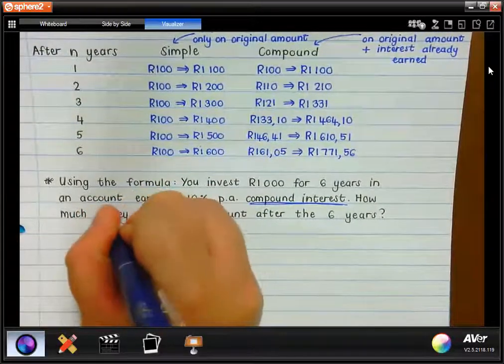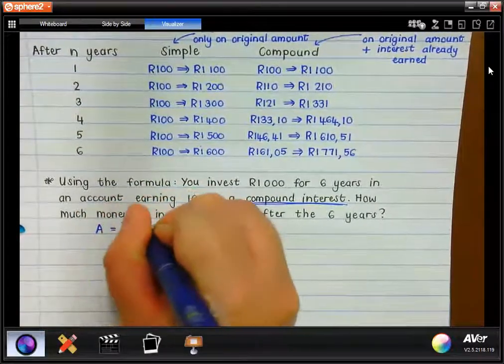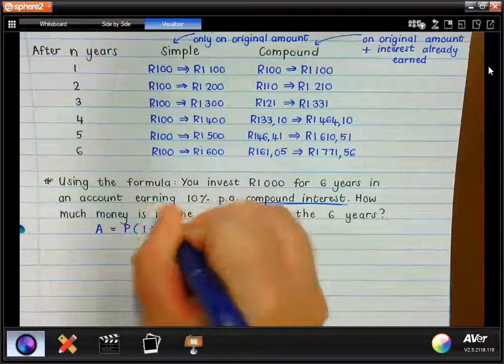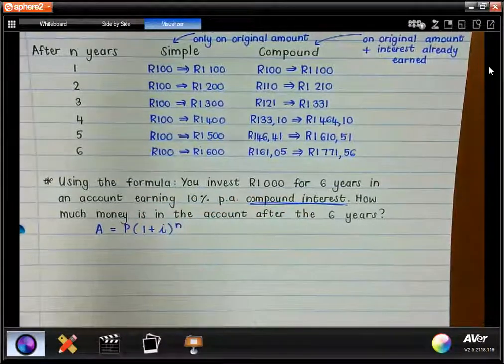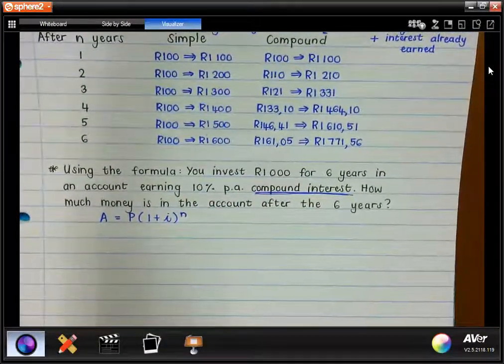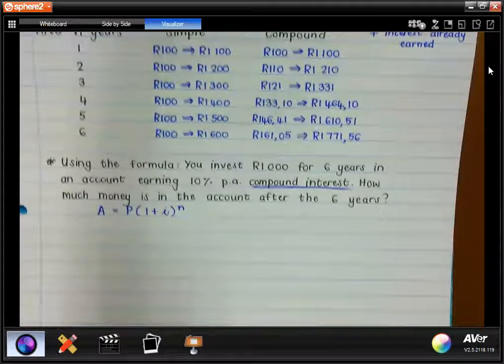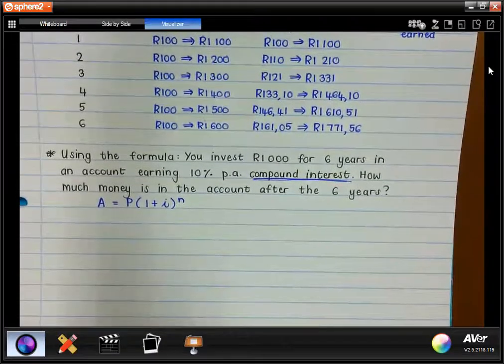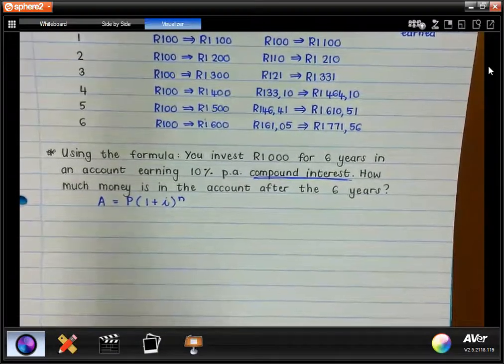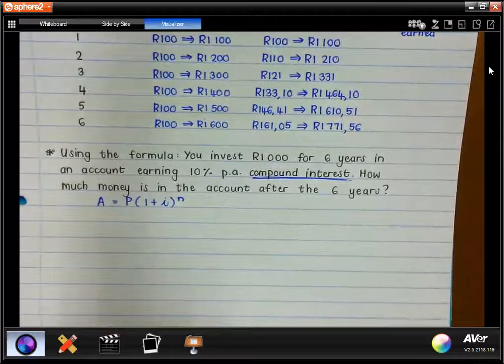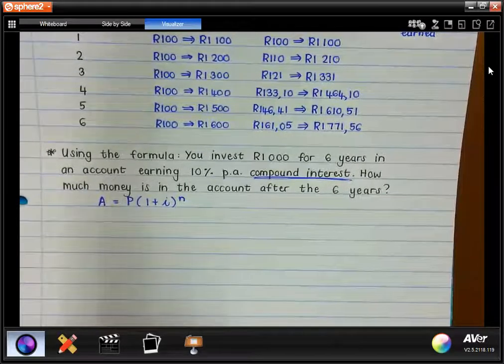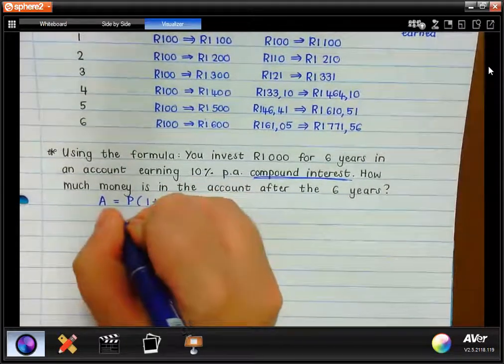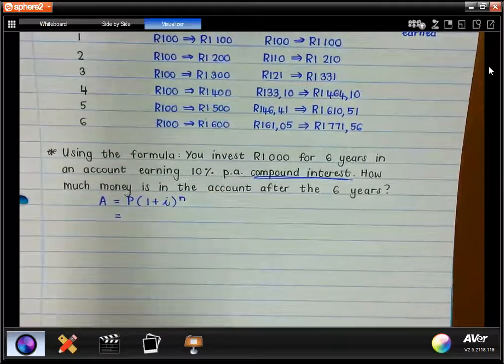We do A equals P bracket 1 plus I to the power of N. That is the compound interest formula. Guys, if you use the wrong formula, you get 0 straight away. Okay? Not like you lose 1 mark for wrong formula and then we CA after that. Wrong formula is a 0. Okay, what is the P value? How much am I investing?